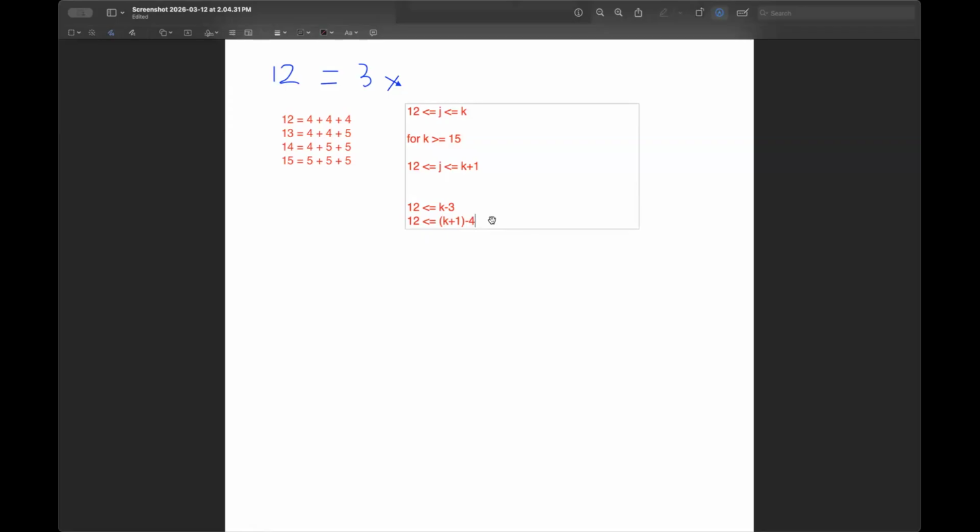Sorry, I'm just trying to find my notes over here. I just want to make sure that I'm doing this right. So we know that k minus 3 is representable because that's greater than or equal to 12. Sorry, I think I just lost my place.